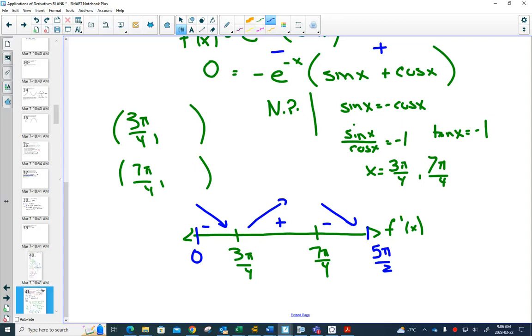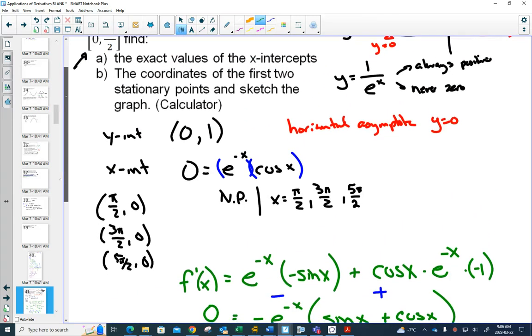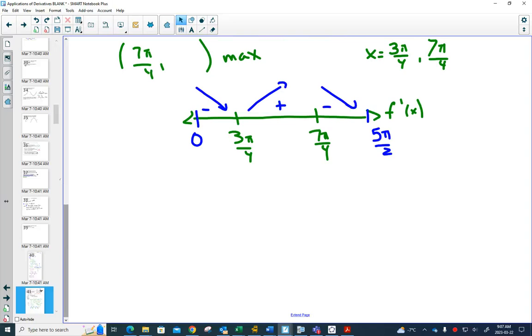So from our diagram, we now know that this is a minimum and this is a maximum. And as far as this question goes, it says the coordinates of the first two stationary points, and then it says sketch the graph. So if we wanted to be really accurate, we could do the second derivative right now. What we're going to do is just take the information that we know and see how good our graph could be without our calculator. Then we're going to use Desmos to double check things.